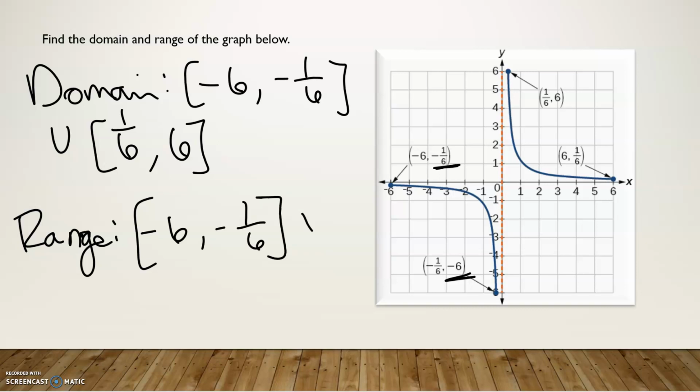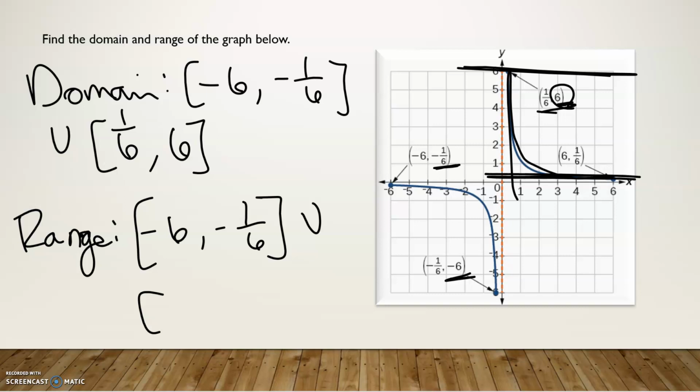So -6 up to -1/6. And then we're going to union that with the other piece. So we've got from here to here, and it looks like this is 6. That's where this function ends for the y value. And here it starts at 1/6. I need the smaller number first, so 1/6 up to 6.